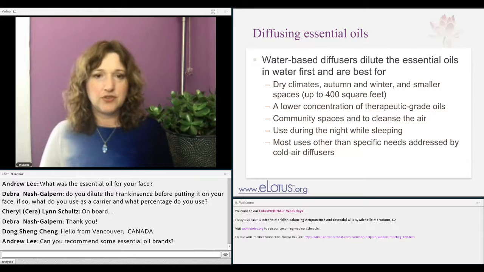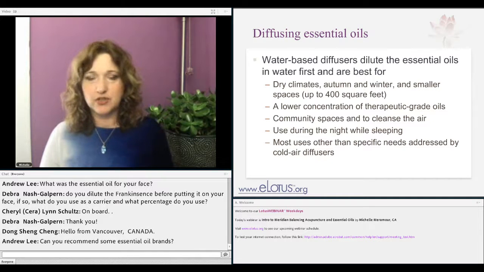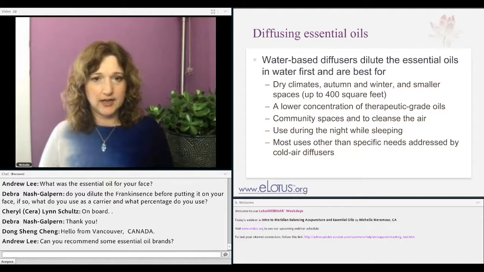The water-based diffusers are also better during the night while you're sleeping. They will stay on generally for 4 to 6 hours. And so you can have them go all night. And they're good for most other uses than what we specified for the cold air diffusers.